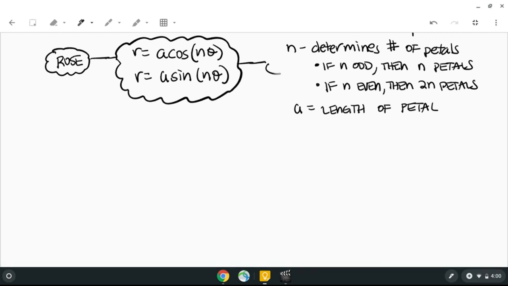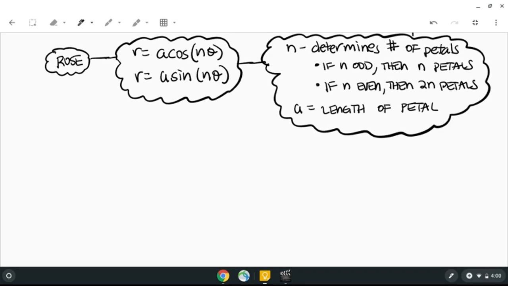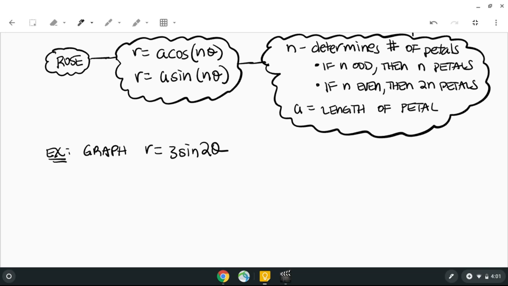All right, so let's go ahead and do an example here. Let's graph r equals 3 sine 2 theta. Again, this looks like the lemniscate, but the thing that makes it not a lemniscate is the fact that r is not being squared. So r is not being squared, so this is not a lemniscate.